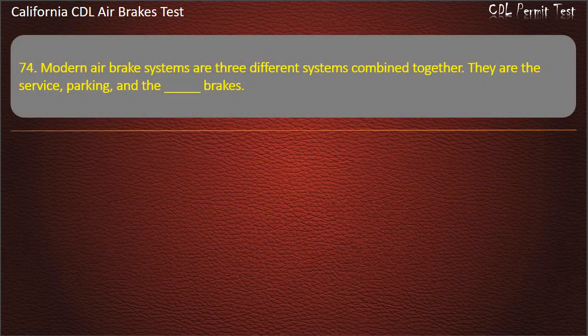Question 74. Modern air brake systems are three different systems combined together. They are the service, parking, and the brakes: S-cam, emergency, foot.